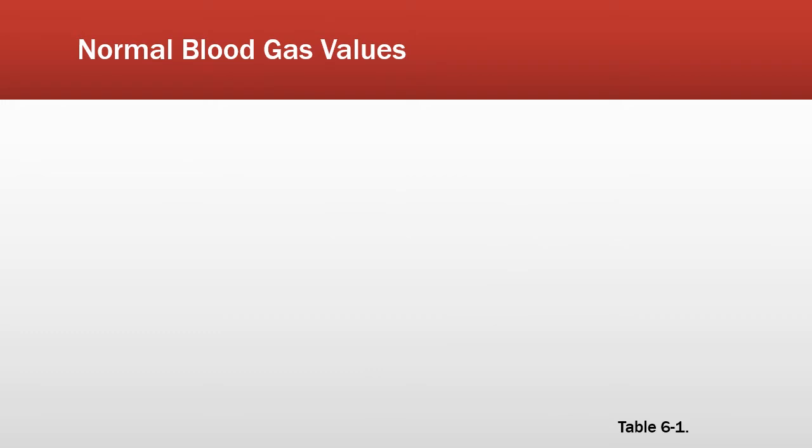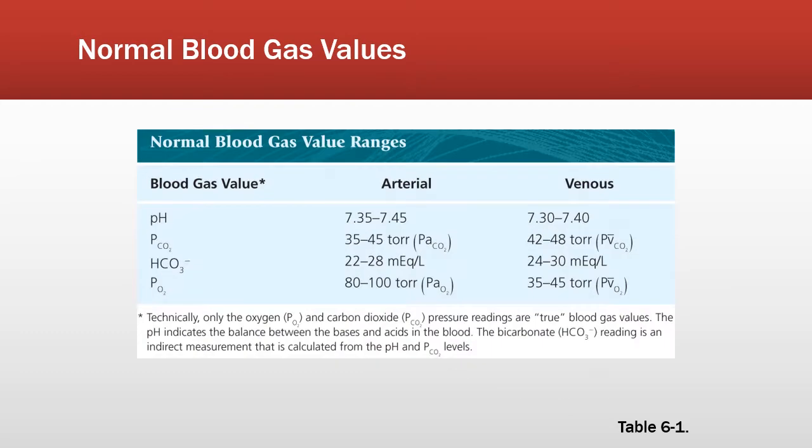Normal blood gas values. As you can see, in the arterial blood, the pH range is 7.35 to 7.45. The PCO2 is 35 to 45. The bicarb is 22 to 28. And PO2 is 80 to 100 torr.